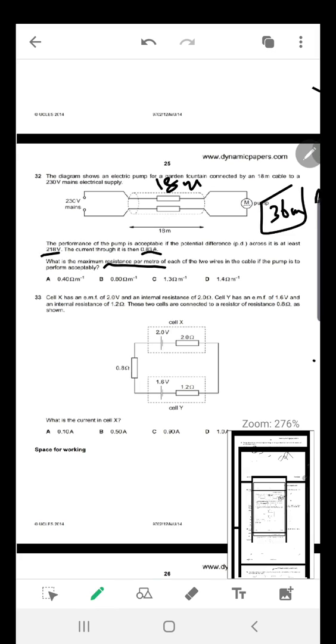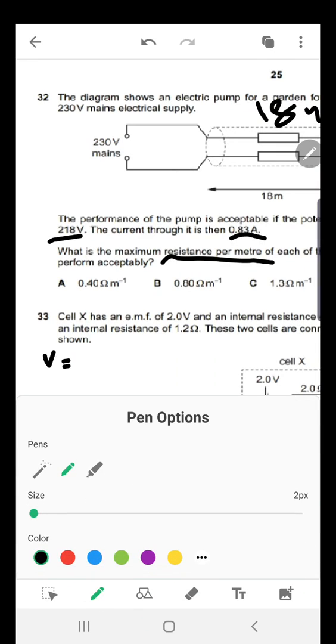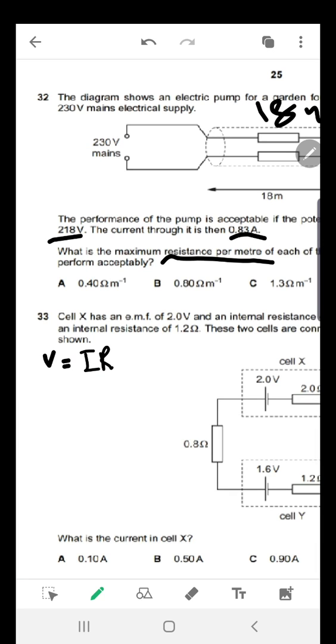I will solve it here. Basically, Ohm's law says V is equal to I R. For the pump to perform acceptably, the potential difference across it should be at least 218, right? So the potential difference across the cables will be 230 minus 218. This difference is actually 12 volts.